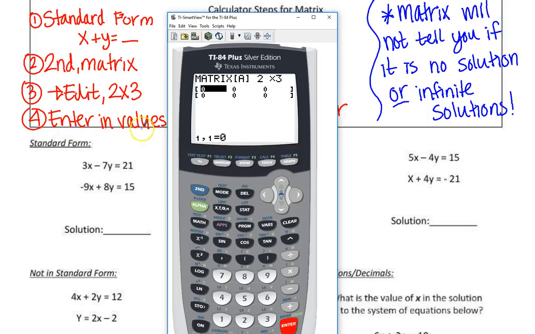Step 4 is we enter in the values. So just in this order, I'm going to enter them in. This is a positive 3, so I just hit 3 right there, and I hit enter. And it should put a 3 right there. This is minus 7. So you're not going to type in minus 7, you're going to type in a negative 7. So negative 7, make sure it's negative, hit enter, and then 21. Enter. So it should look just like that. So then that's negative 9. So negative 9, enter, 8, enter, and 15. Perfect. So I entered in all my values. And they should look alike.